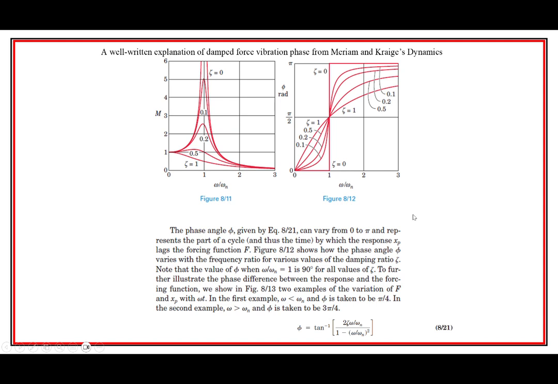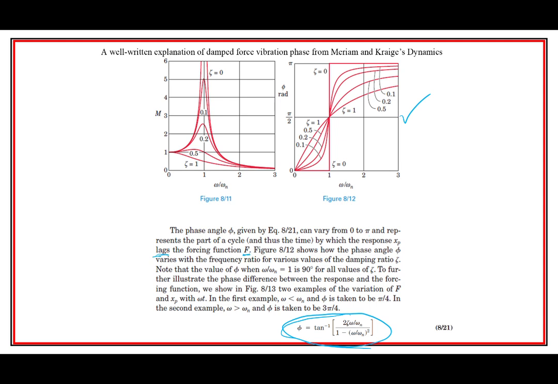Anything out of this, Miriam and Craig, that I want to discuss? We do have this phase angle equation at the bottom to keep as a reference, and then it's related to these. The phase angle can vary from 0 to pi, right? So it goes from 0 degrees to 180 degrees, and represents the part of a cycle, and thus the time by which the response lags the forcing function F.